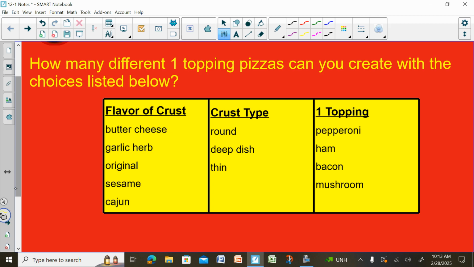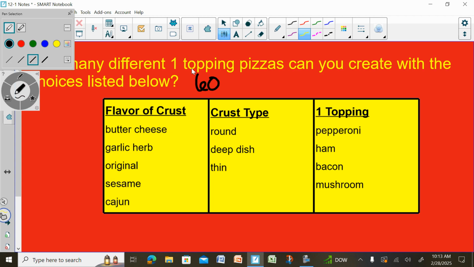So the correct answer to this is 60. And for the 60, you could get that several different ways. I don't know who got 60 or how, but one of the ways that you could do that is just make a list.